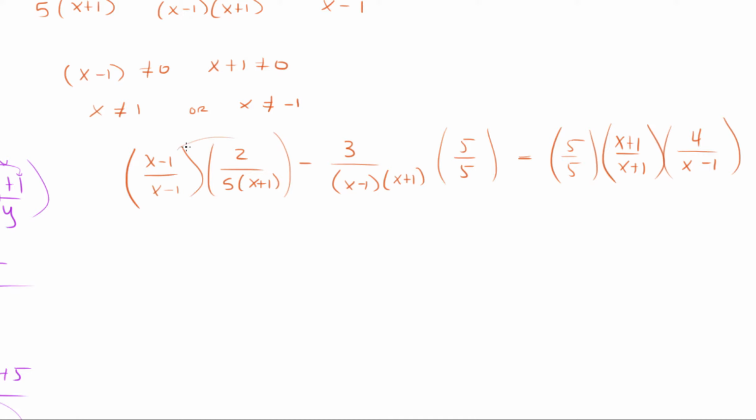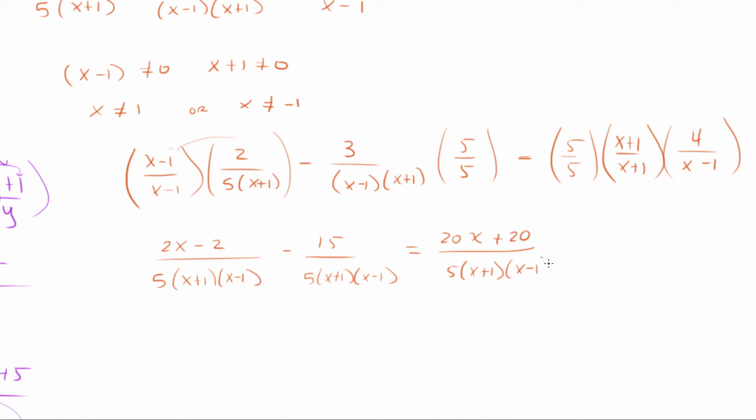So 2 times x is 2x. 2 times 1 is minus 2 over, I'm just going to write it neatly here, 5 times x plus 1, x minus 1. Minus 3 times 5 is 15 over 5 times x plus 1, x minus 1, equals 5 times 4 is 20, and 20 times x is 20x, 20 times 1 is 20. So you're left with 5 times x plus 1, x minus 1.